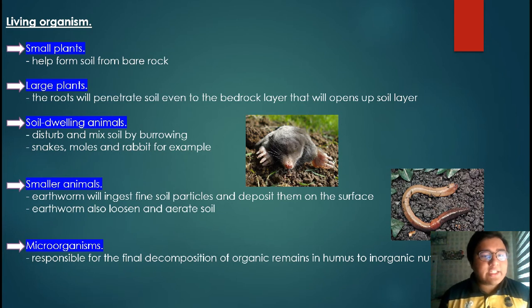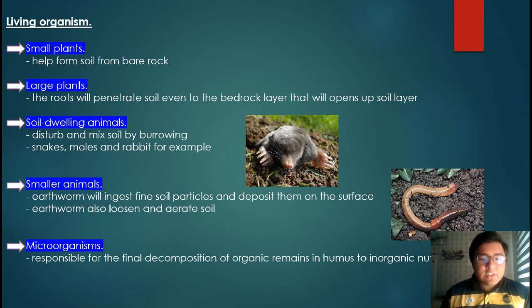So now I will explain to you about the living organisms. There are 5 living organisms that will help to increase the quality of the soil. Okay, so now let's start with the first one, which is the small plants. The small plants will help to form soil from bare rock. Okay, and the second one, the large plants.